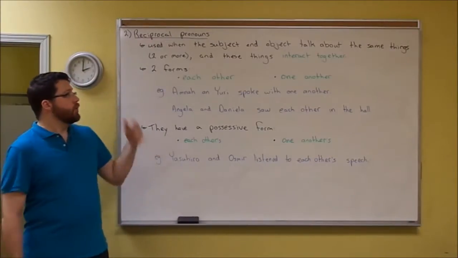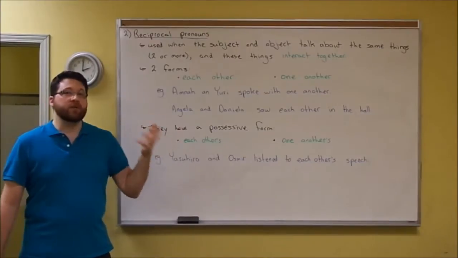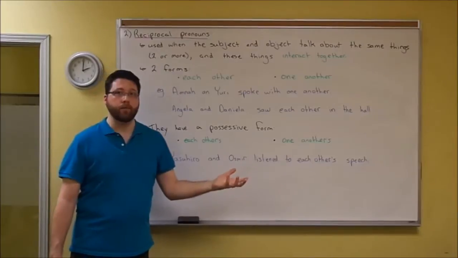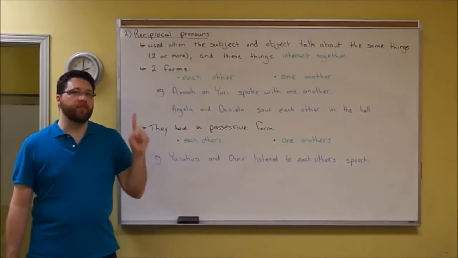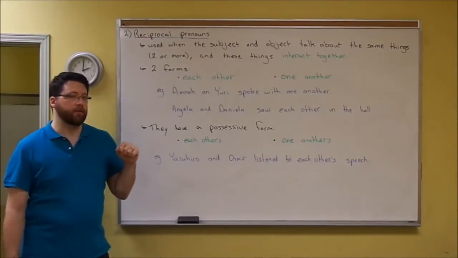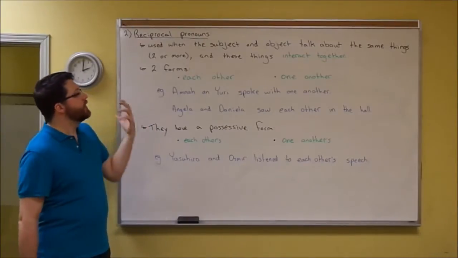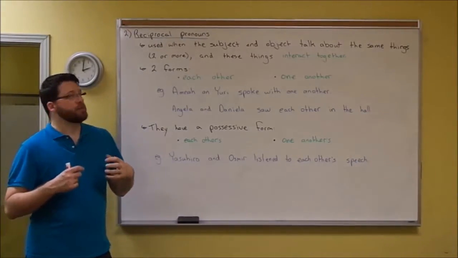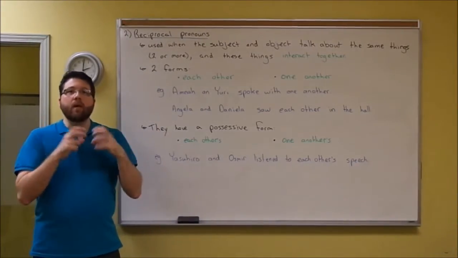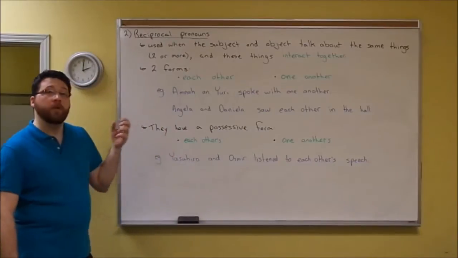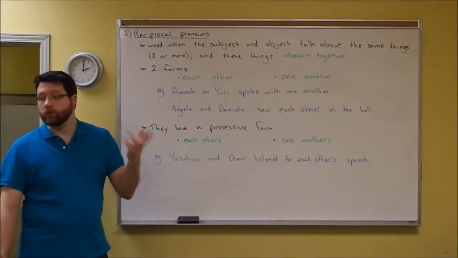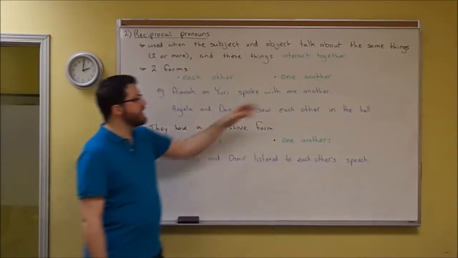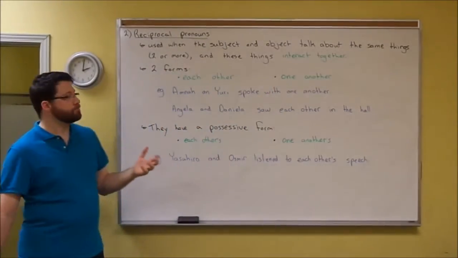We use them when the subject and the object talk about the same things, but this time it's always two or more. There's never just one thing that we use with reciprocal pronouns. It's never singular. And the reason is these things interact with each other. Something happens between both of them. So, we have two pronouns we can use. The first is each other, and the second is one another.